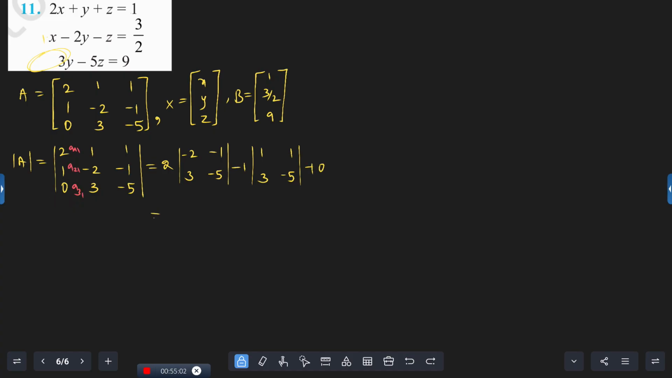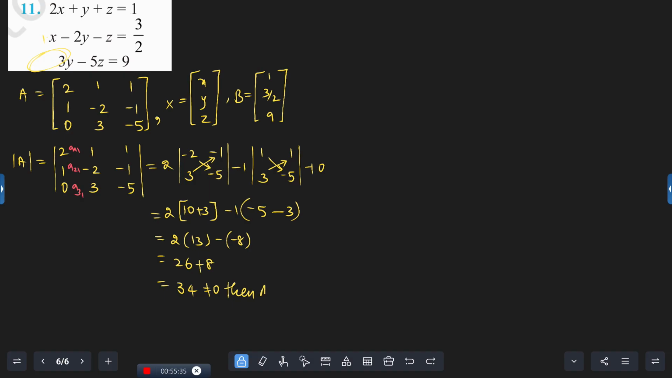Right. Next, 2 into minus 2 into minus 5 is plus 10, by the formula minus 3 into minus 1, minus and minus plus 3. Minus 1 into 1 into minus 5, by the formula minus 3 ones are 3. So what I'm getting is 2 into 13 minus 8. That is 26, minus and minus plus 8. When I add it, it will be 34. I'm getting 34 which is not equal to 0, then A inverse exists.